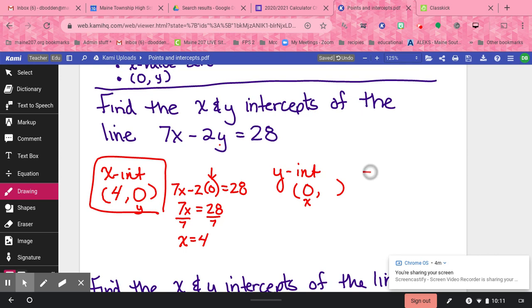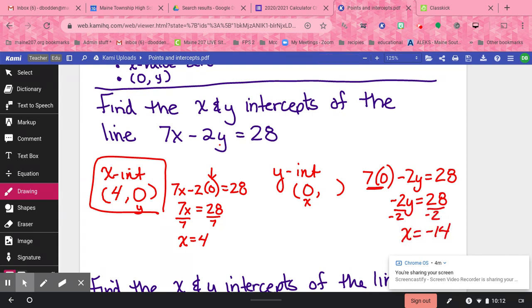My y-intercept, same process, except this time my x value is going to be 0. So using my equation, 7 times 0 minus 2y equals 28. 7 times 0 is 0. So I get negative 2y equals 28. Divide both sides by negative 2. Y is negative 14. So my y-intercept is at (0, -14).